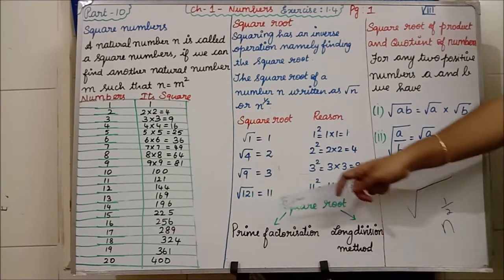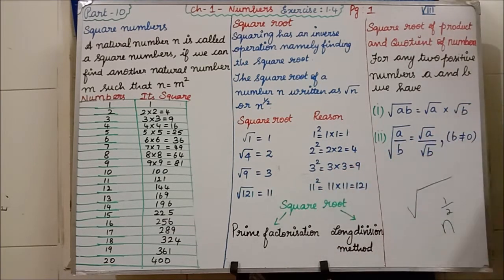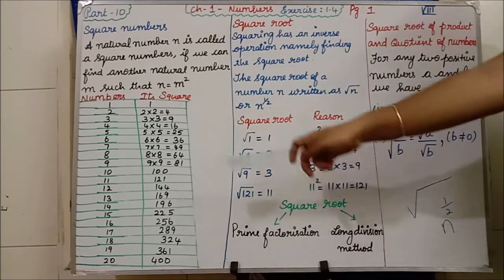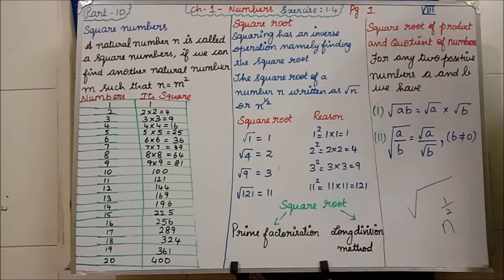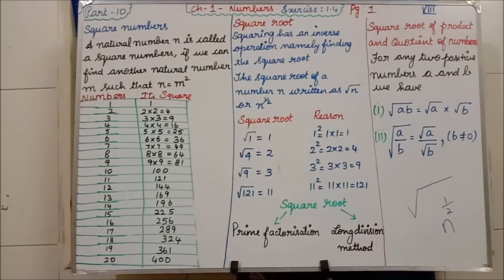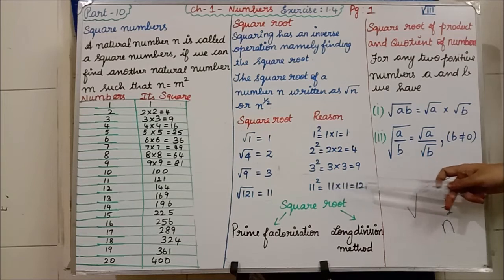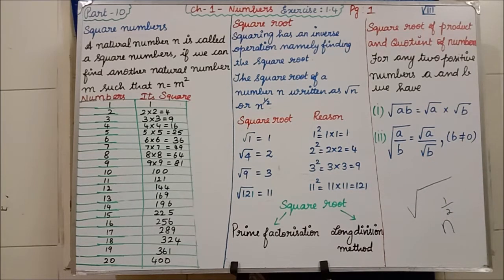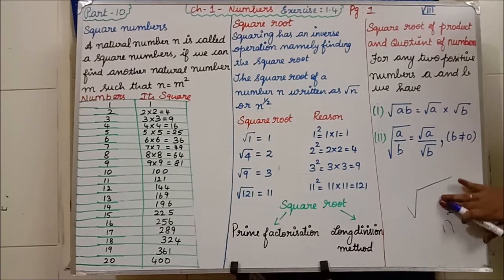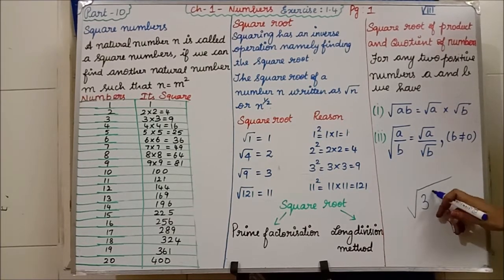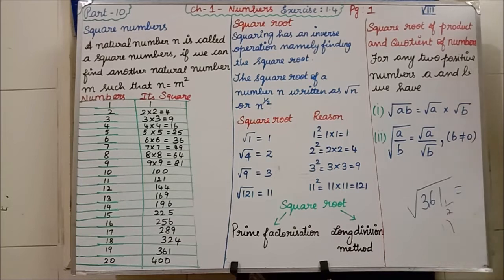What is the square root of 121? 11. Clear? See the tabular column where we have 121. So, the square root of 121 is 11. So, 11 square equals 11 into 11 equals 121. Clear? Now I am going to ask you one question. What is the square root of 361? If I ask, what number will you say?